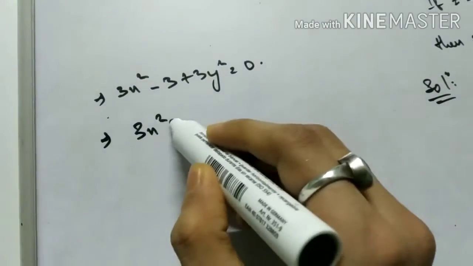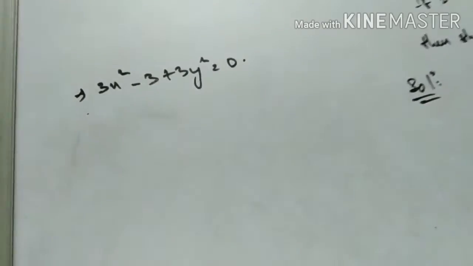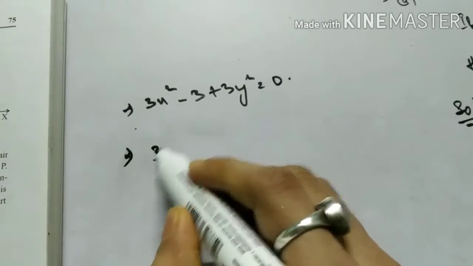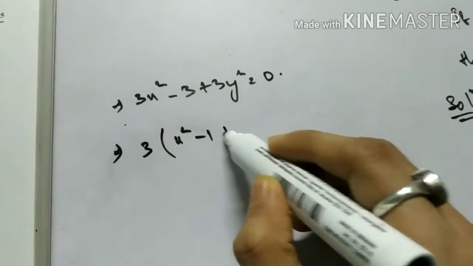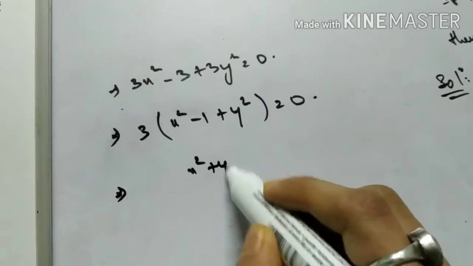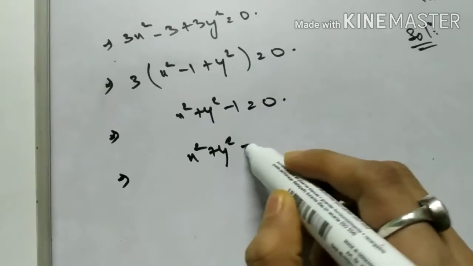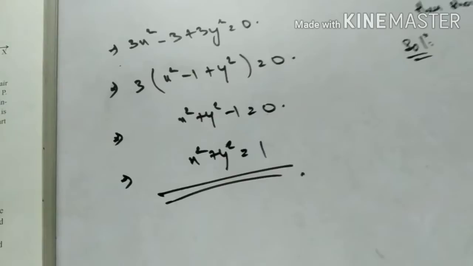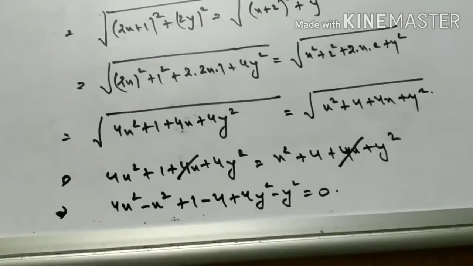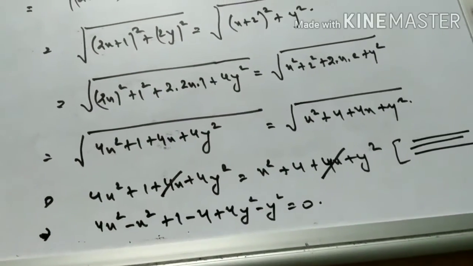So here let us take 3 common: 3 times (x square minus 1 plus y square) is equal to 0. So x square plus y square minus 1 is equal to 0. So x square plus y square is equal to 1. This is what we had to prove. Understand? This step you can write as squaring both sides. Okay, squaring both sides you will get this.